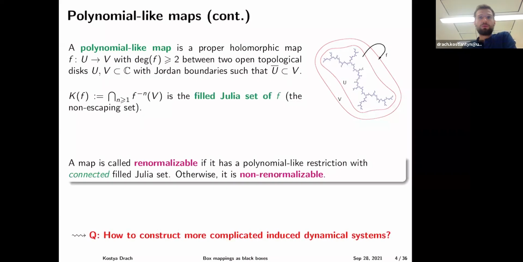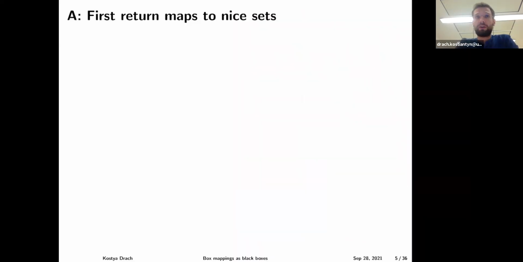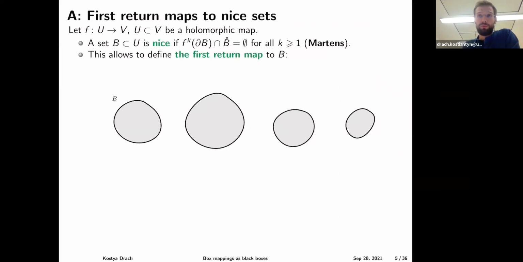And of course, the question is how to construct a more sophisticated induced dynamical system which might include more critical orbits or critical points if we are dealing not with a unique critical situation, but with the presence of several critical points. And the answer is to consider first return maps to nice sets. Let me remind you what is a nice set. And in this sentence, it's not just an adjective, it's actually a mathematical term and is due to Martens. And we say that for a map F from U to V, some set B is nice if the forward orbit of the boundary of B does not intersect the interior of B.